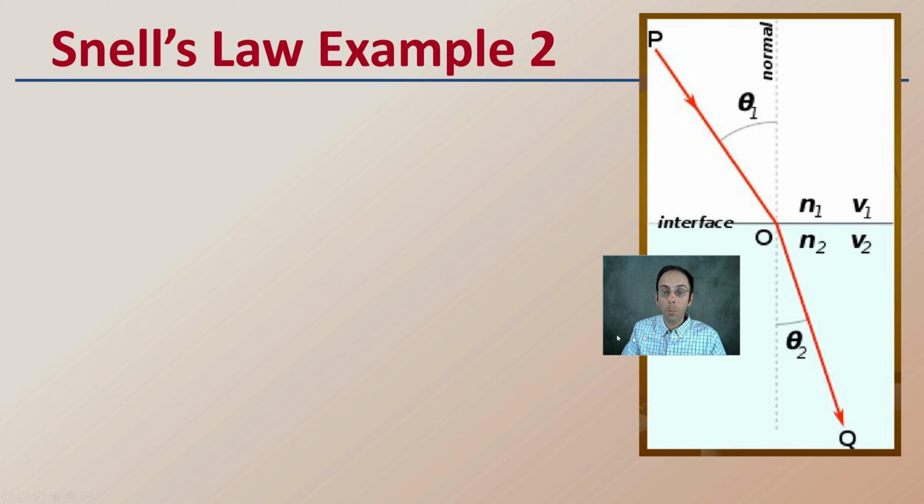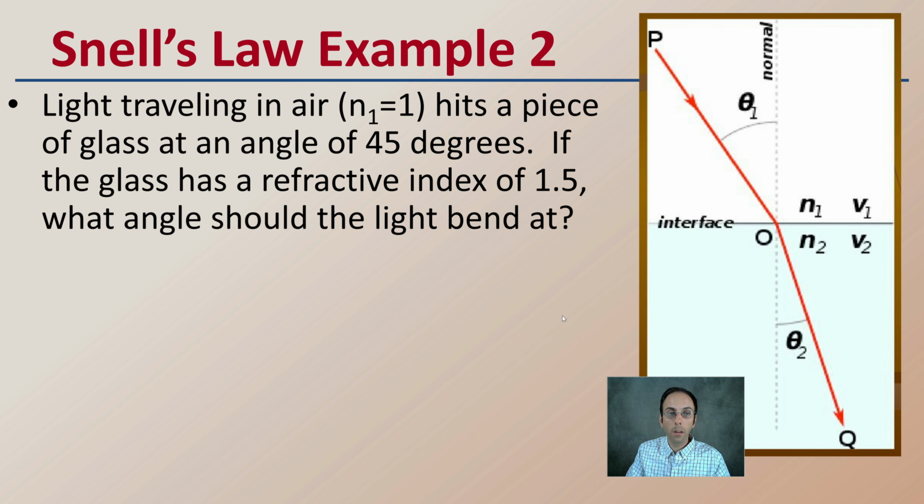Moving on to example 2 for Snell's law. This is a slightly different example. Light traveling in air, with a refractive index of 1, hits a piece of glass at an angle of 45 degrees. If the glass has a refractive index of 1.5, what angle should the light bend at? In this example, I'm giving you the refractive index of the glass, and I'm asking you to determine that angle. So just as we did before, you're going to find out all the information that you know.